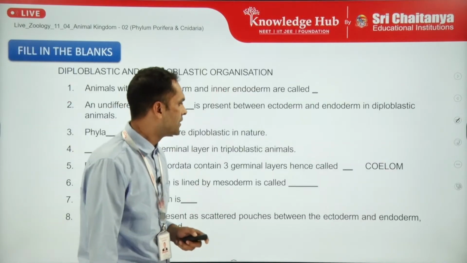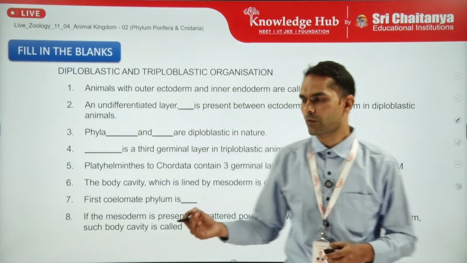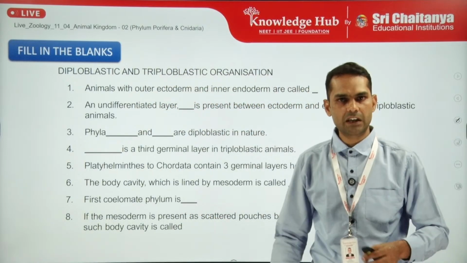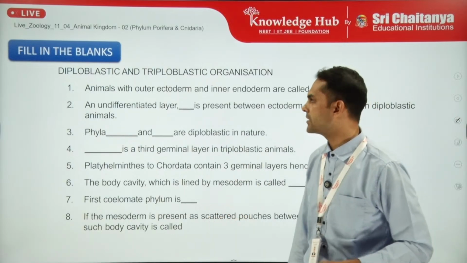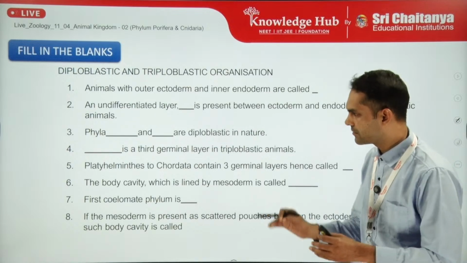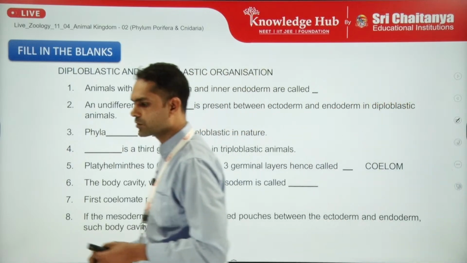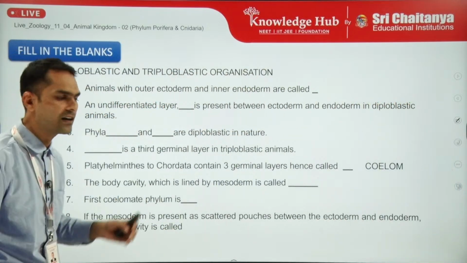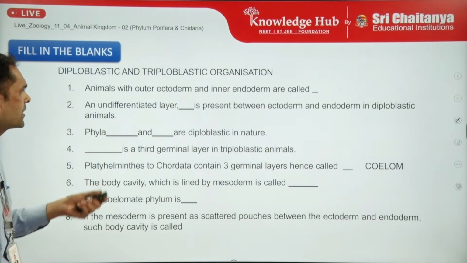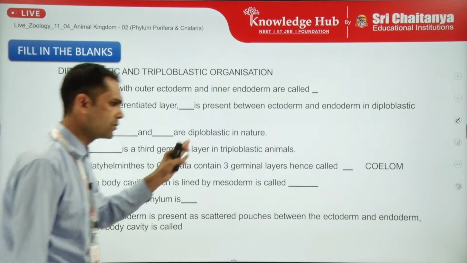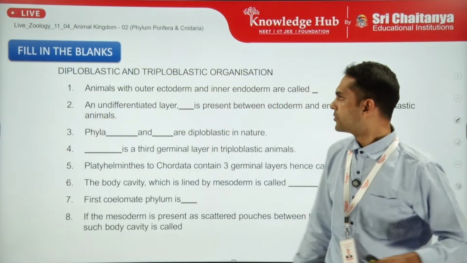Okay. So this is a little quiz for you. On the basis of today's session, you can answer this, and in the next slide we will present the answers. So you have a few minutes, 2 at least, to go through these questions, and on the next slide I will display the answer. Animals with outer ectoderm and inner endoderm are called.